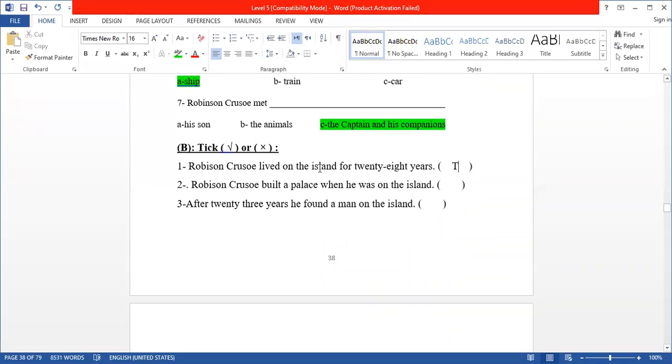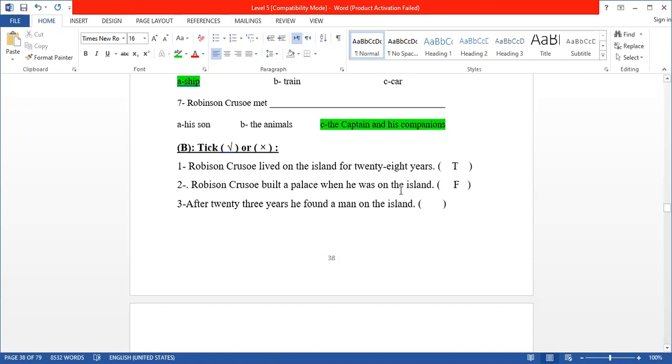Robinson Crusoe built a palace when he was on the island. You know palace? False. He built a house. Palace here means a big royal house. Did he build a palace? No, he built a house. So F.